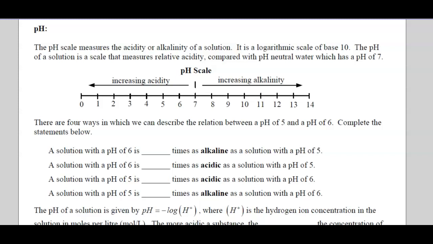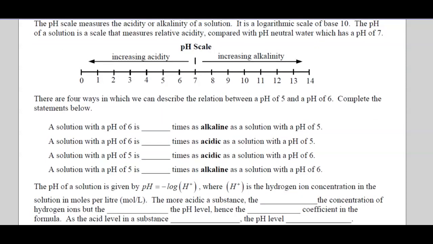Okay, so the pH scale measures the acidity or alkalinity of a solution. It's a logarithmic scale of base 10. The pH of a solution measures the relative acidity compared with neutral water, which has a pH of 7. So sometimes it's about understanding what's being asked. Obviously from your chemistry knowledge, the bigger the hydrogen ion concentration, the smaller the pH number, and the more acidic it is. So just always have that in your mind.